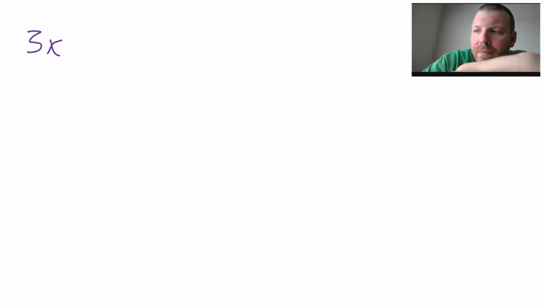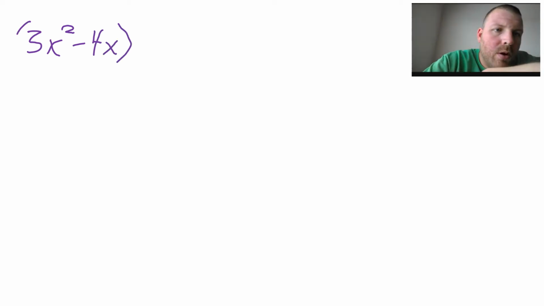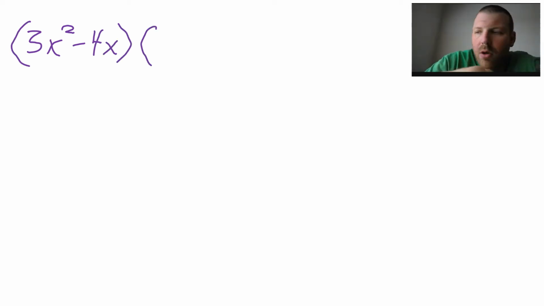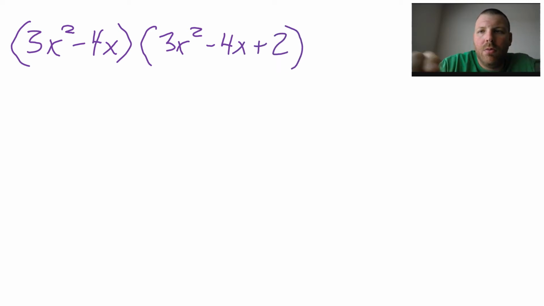3x squared minus 4x, okay, and we're going to put that in parentheses. Then we're going to put 3x squared minus 4x plus 2. We'll put that in parentheses.